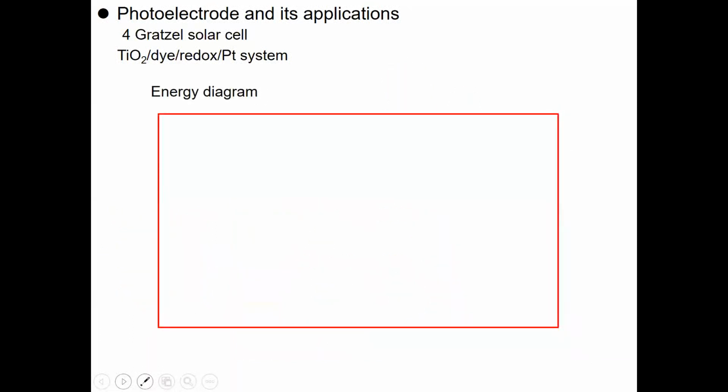And this is one of the quite nice ideas to make this happen. And you could understand by drawing the energy diagram as we studied. So please stop the video and then draw the energy diagram in this case.